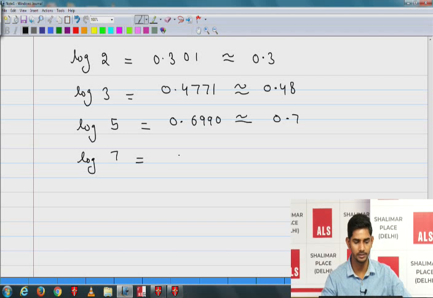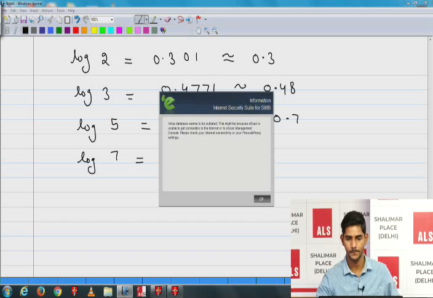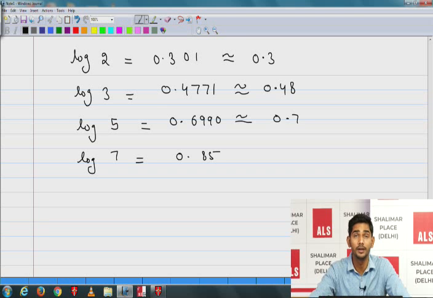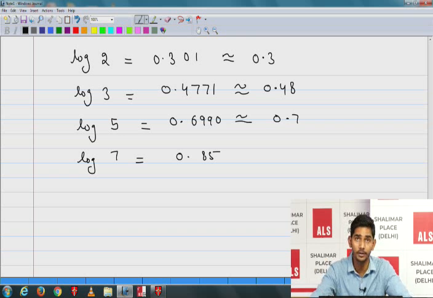Log 7 is 0.85. This is not the exact value, okay, but I have written the approximated value over there. If you know these values, then you can calculate the log of any number except the prime numbers. Prime numbers are not divisible by any number except themselves, like 11, 13, 17, 19. We can't get the values of those numbers, but yes, they will be really helpful while solving the other numbers. Let me tell you how.